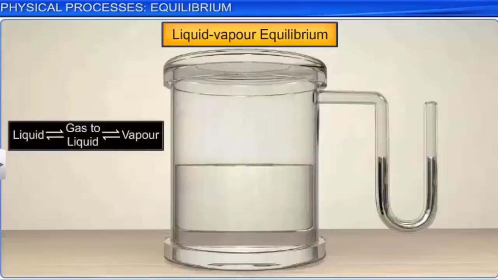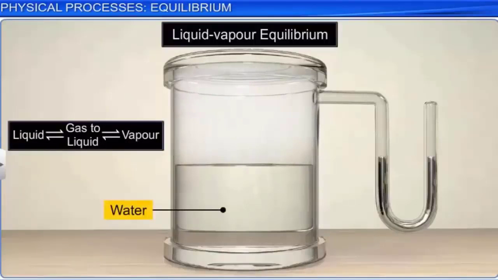Let's now look at liquid-vapor equilibrium. Water in equilibrium with vapor in a closed vessel serves as a classic example of liquid-vapor equilibrium. Let's understand this through a simple experiment.